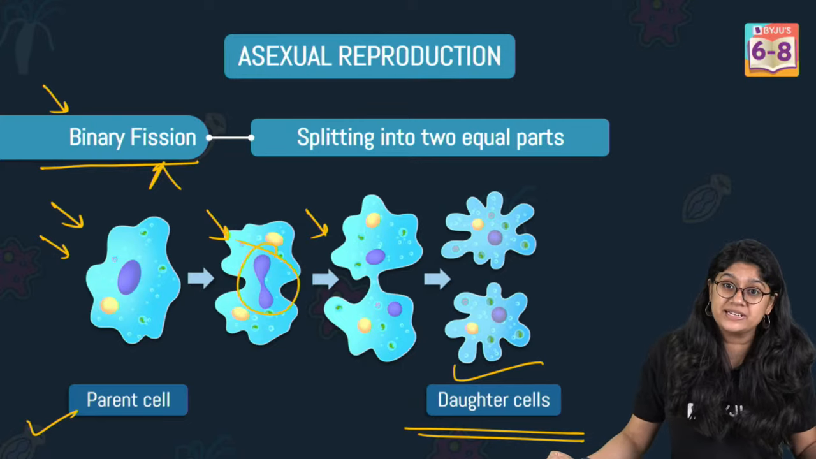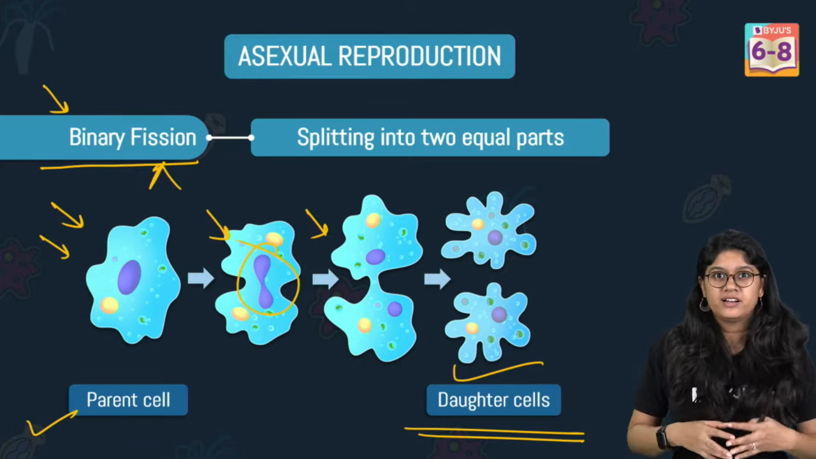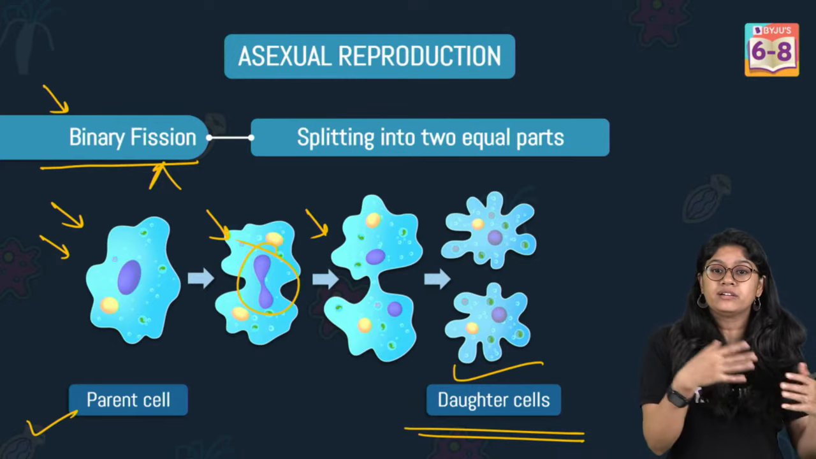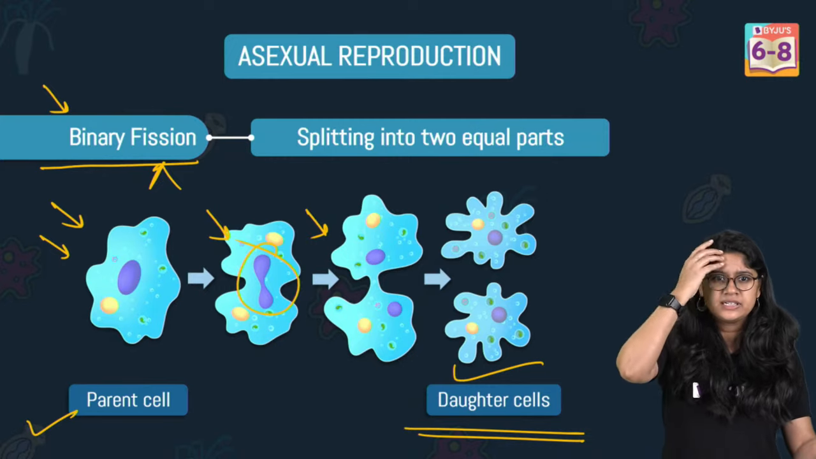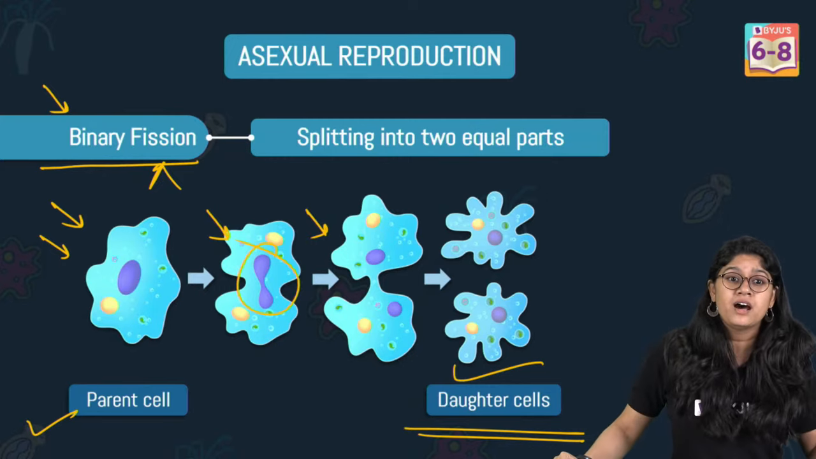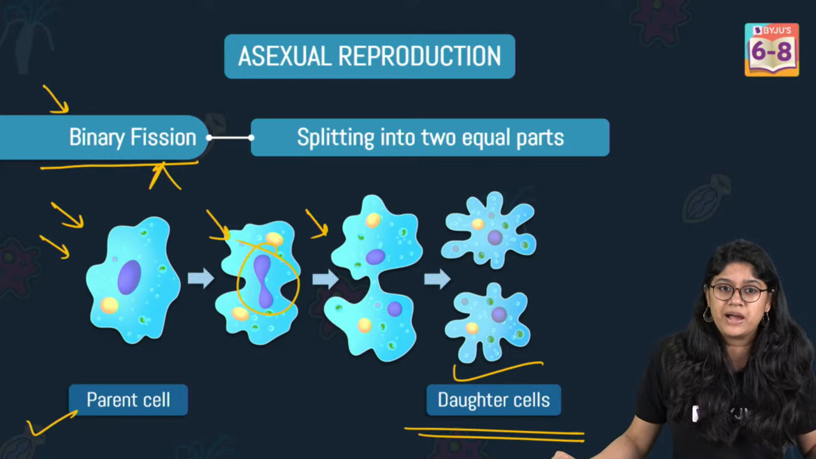What will happen if the parent cell dies? Of course, if the parent cell is not alive, if one organism is not alive, it will not be able to reproduce. Give me a minute. One amoeba into two cells.